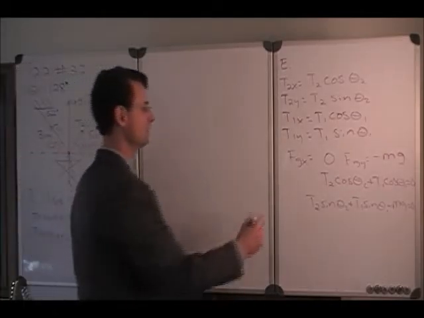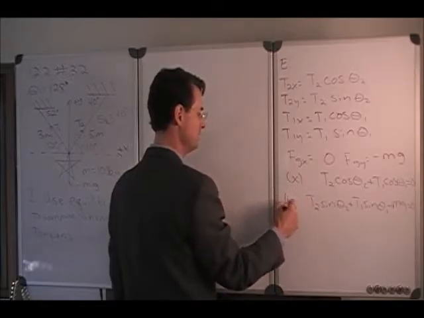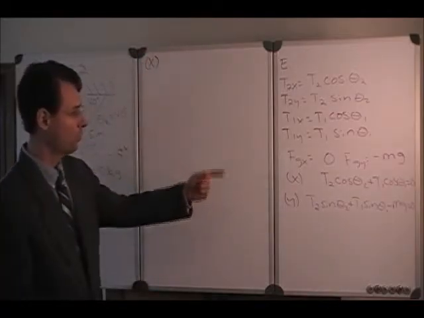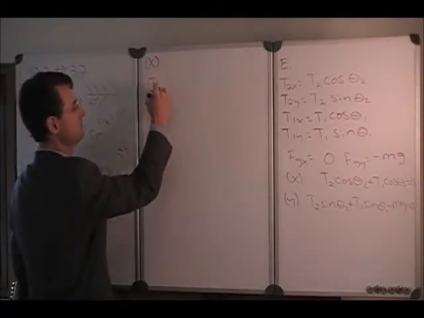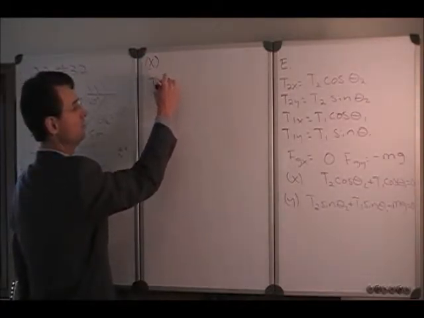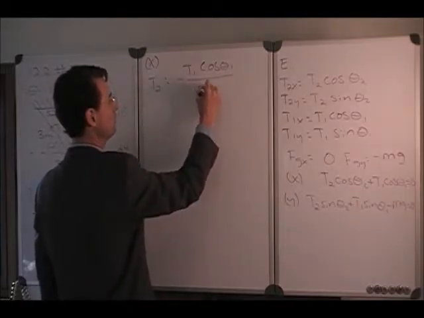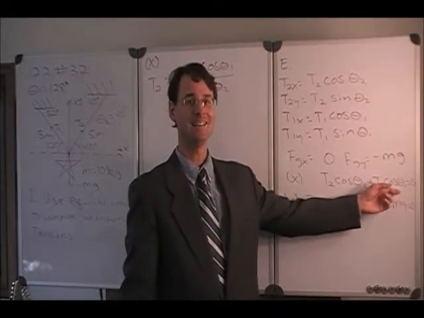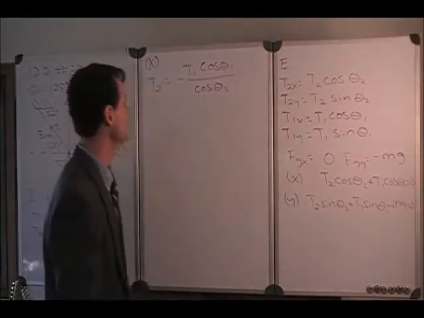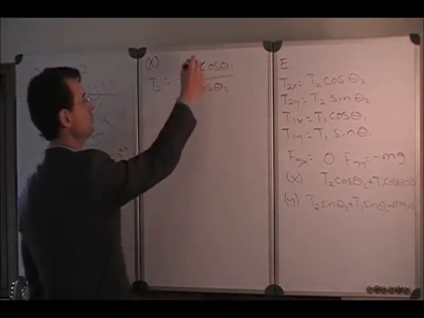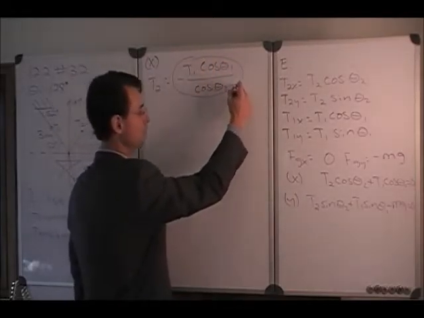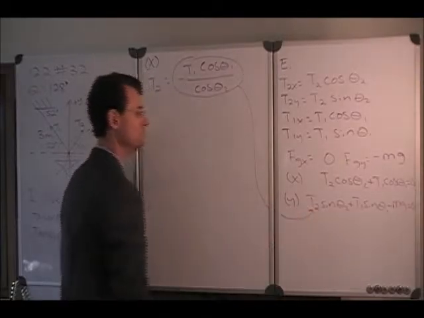So let's call this our x equation and this our y equation. And let's solve the x equation for, say, t2. So t2 would be negative t1 cos theta 1 over cosine theta 2. And we arrived at this simply by subtracting this from both sides and then dividing both sides by cosine theta 2. Now, by the technique of substitution, we can take this expression, which is equal to t2, and then we simply substitute it in there.